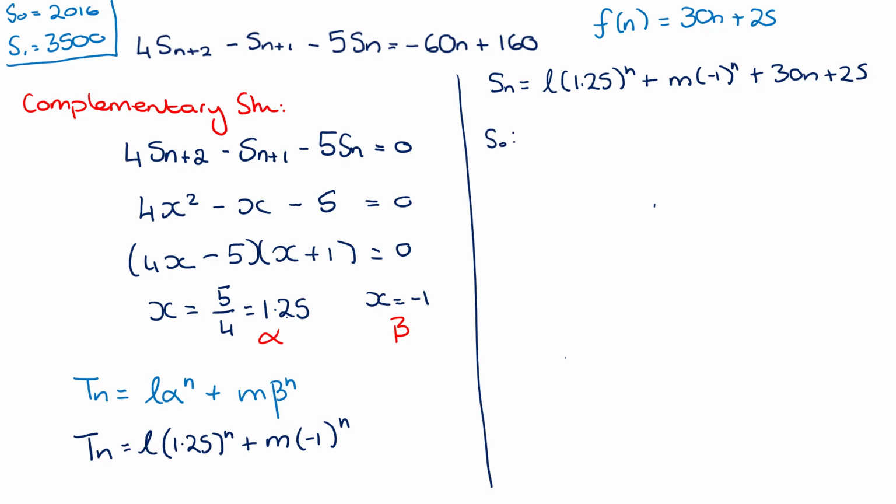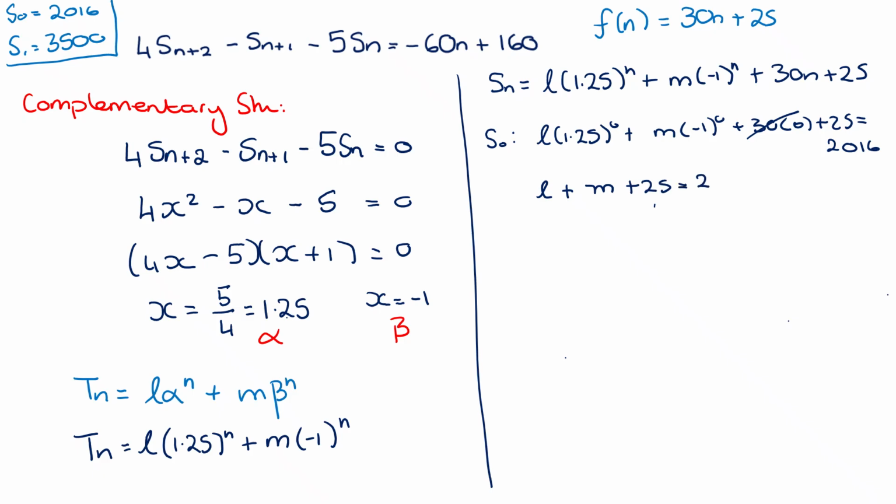So S0 is going to be L 1.25 to the power of 0 plus M minus 1 to the power of 0 plus 30 times 0 plus 25, and that all equals 2016. So we get L plus M plus 25 equals 2016. So that gives us L plus M equals 1991, and that becomes equation 1.